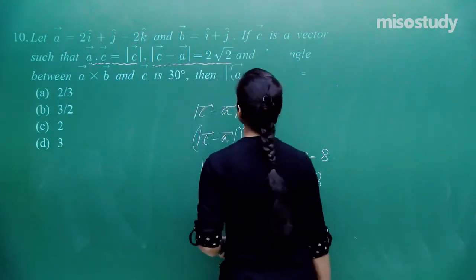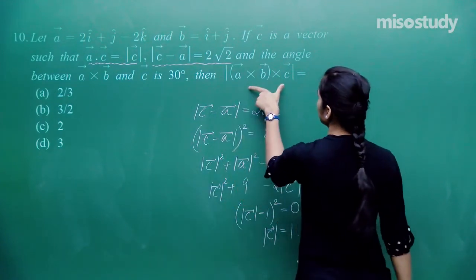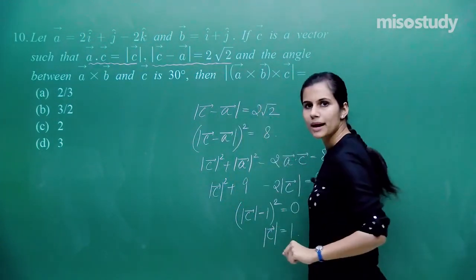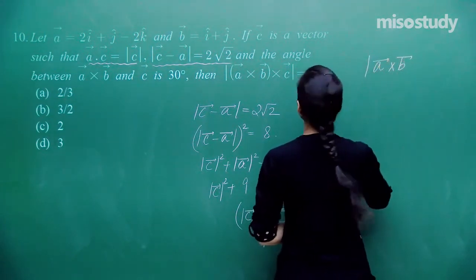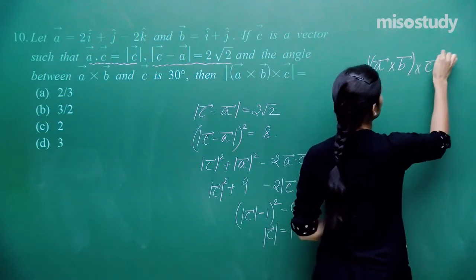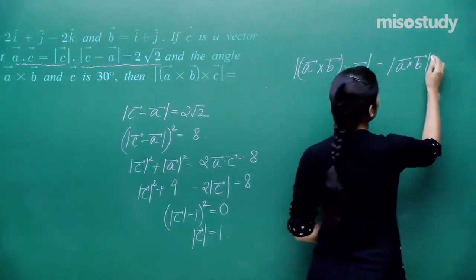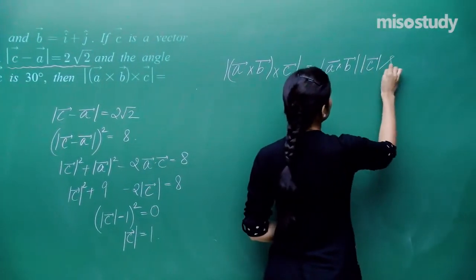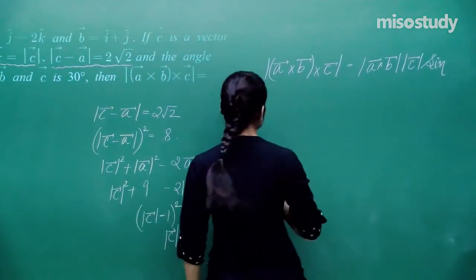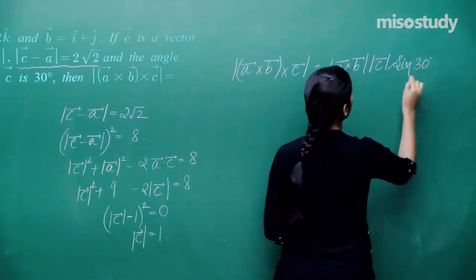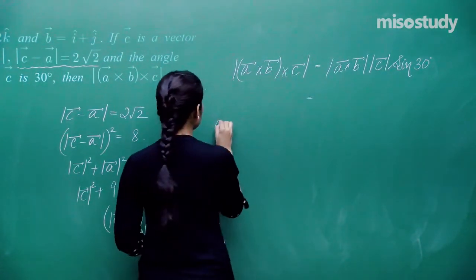Once you get mod C equals 1, you are also given that the angle between A cross B and C is 30 degrees. If the angle is given, I can very easily talk about the magnitude of this. What is the magnitude of (A cross B) cross C? This is magnitude of A cross B into magnitude of C into sine of the angle between A cross B and C, which is given as 30 degrees. Now, what is the magnitude of A cross B? For that, we have to compute A cross B.